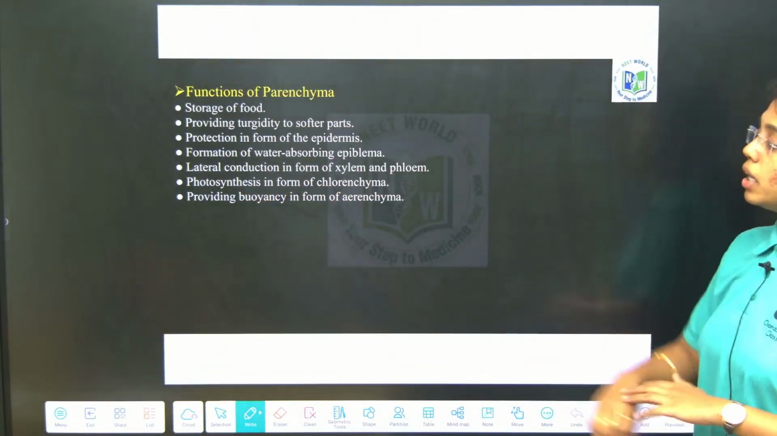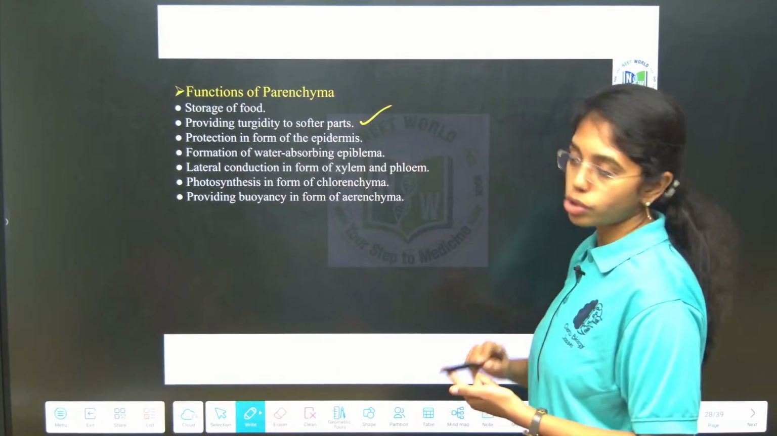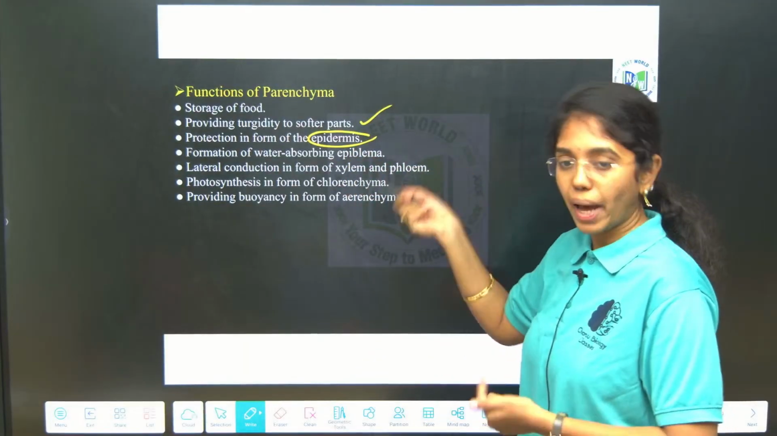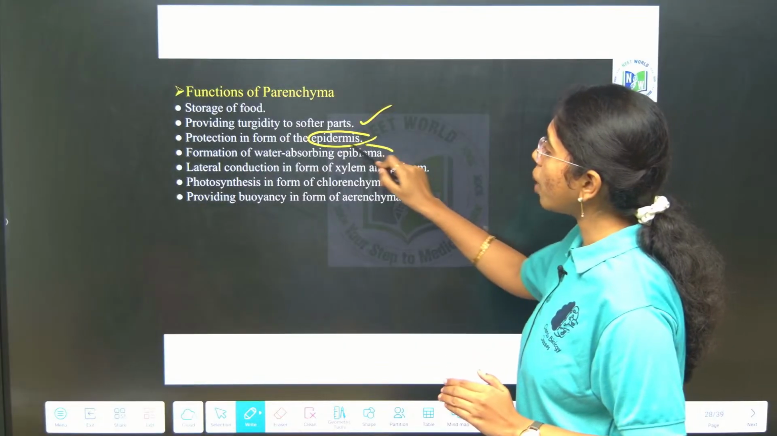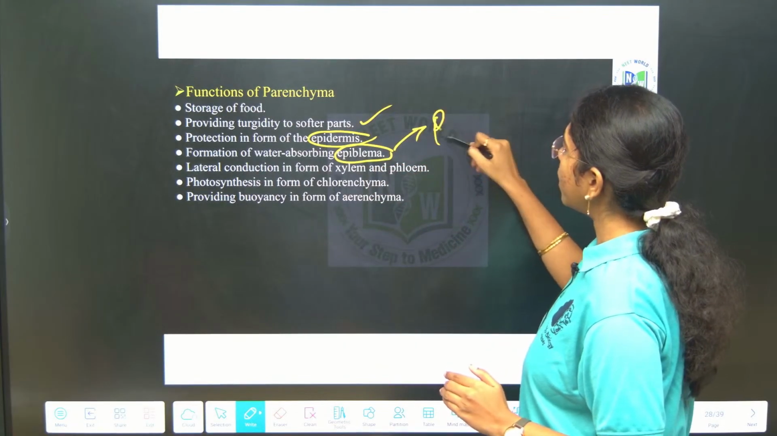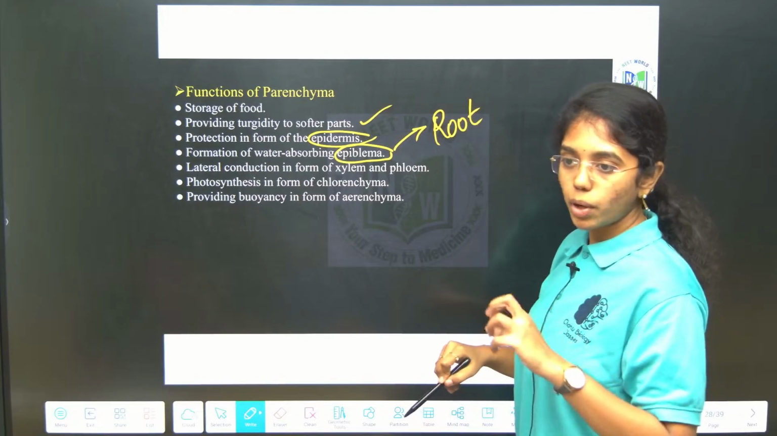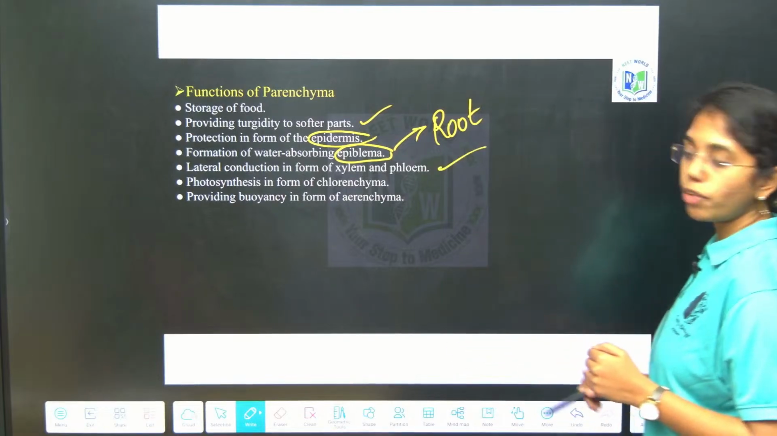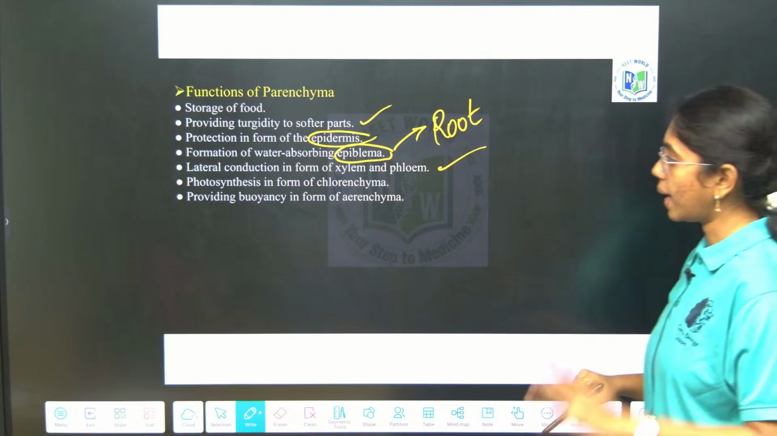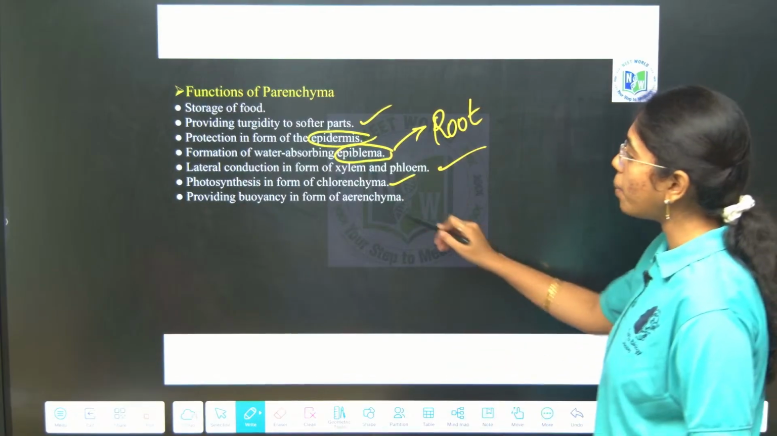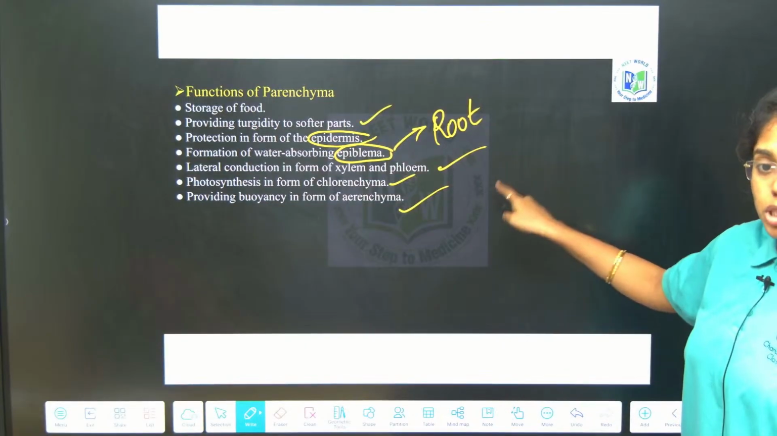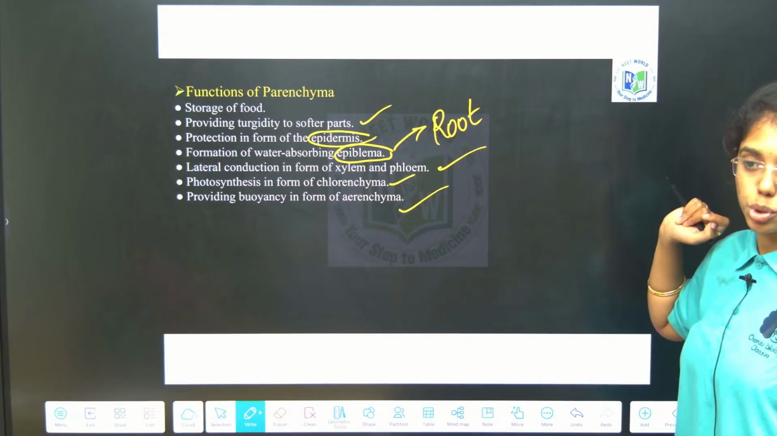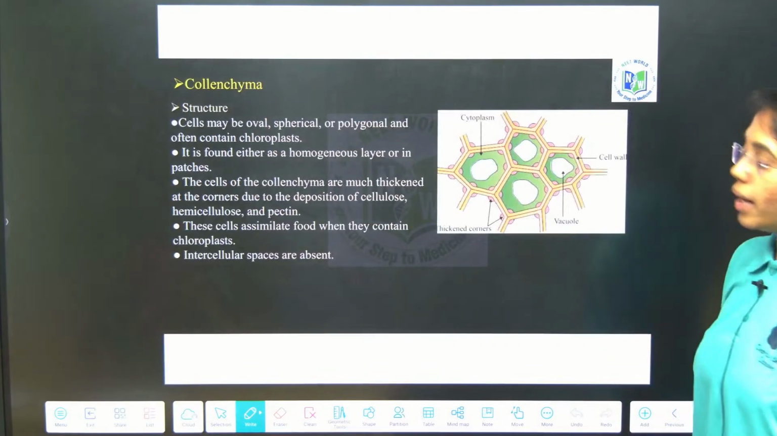Next, functions of parenchyma. This stores food, provides turgidity to the softer parts, and provides protection in the form of epidermis. Even epidermis is composed of what? Parenchyma only. Formation of water absorbing epiblema. Epiblema is the epidermis of root. Root absorbs water. There also what tissue is present? Parenchyma. Lateral conduction in the form of xylem and phloem vascular bundles composed of parenchyma. Photosynthesis in the form of chlorenchyma. Buoyancy in the form of aerenchyma. Have you observed the diverse functions of parenchyma? Plant body is abundantly composed of what type of tissue? Parenchymatous tissue. Good.